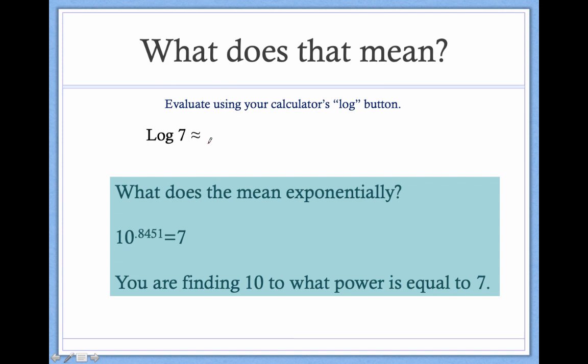you get 0.8451. That's the log of base 10. Exponentially, it means 10 raised to the 0.8451 is equal to 7. So you're finding 10 to what power is equal to 7. If I was going to do the log of 100, we all know that 10 squared is equal to 100. So the log on the front of the calculator is the log with a base of 10.